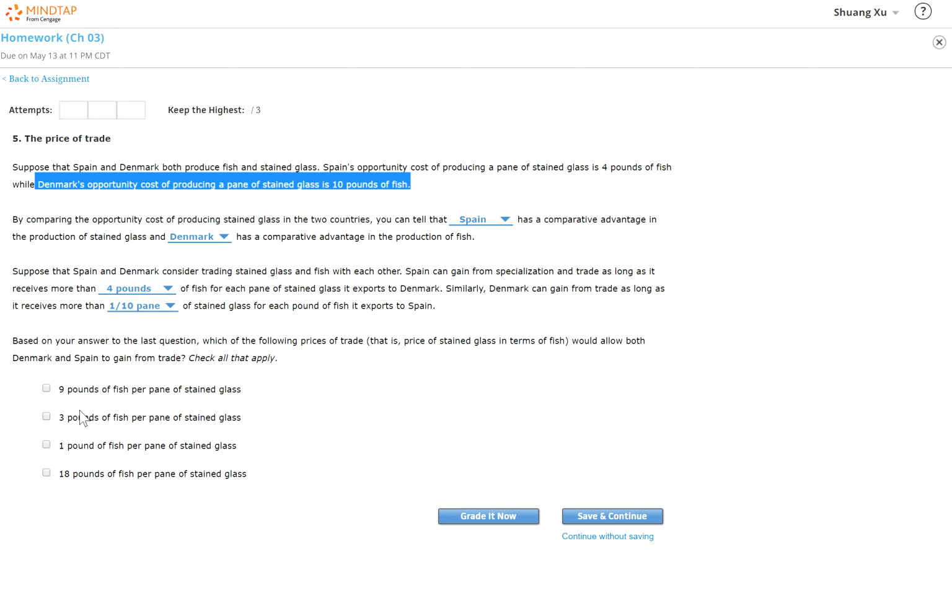For our answer choices here, we have 9. That sounds pretty good, so that might be the right answer. 3 is too low; it's not enough because Spain wouldn't make money. 1 is just not good at all; Spain will hate that. 18 is too high; Denmark wouldn't work with it. So the only right answer we have is 9 pounds of fish.